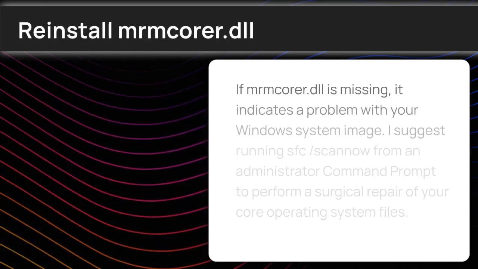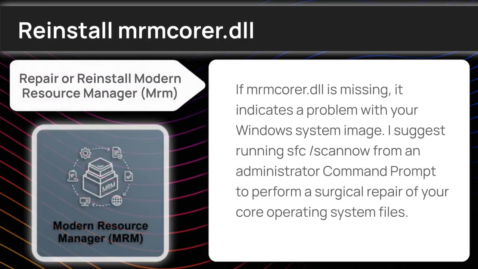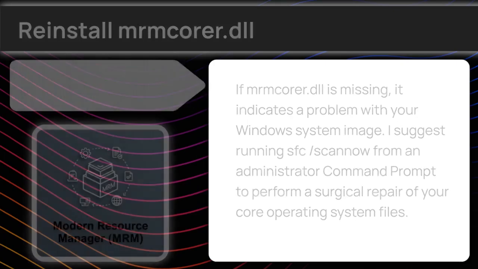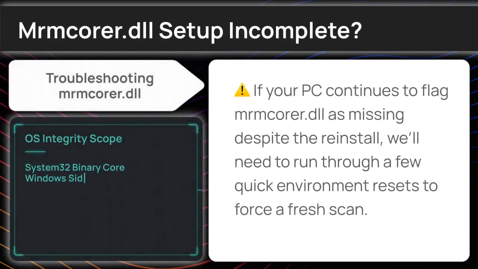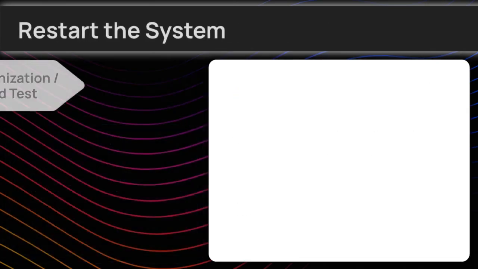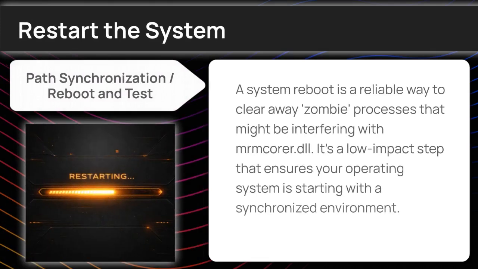If Mrmcorer library DLL is missing, it indicates a problem with your Windows system image. I suggest running sfc /scannow now from an administrator command prompt to perform a surgical repair of your core operating system files. If you are still encountering the error after following the official setup, it's time to investigate the underlying system architecture. A full system restart ensures that no background processes are currently locking the Mrmcorer library file. A fresh boot allows Windows to reinitialize its library map from a clean state.